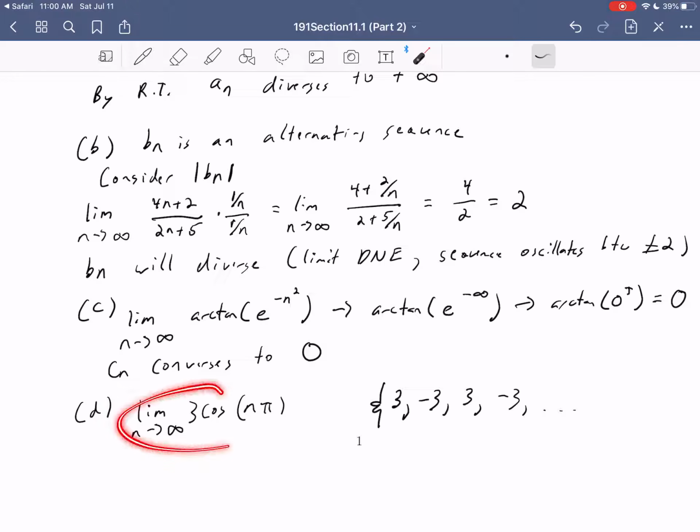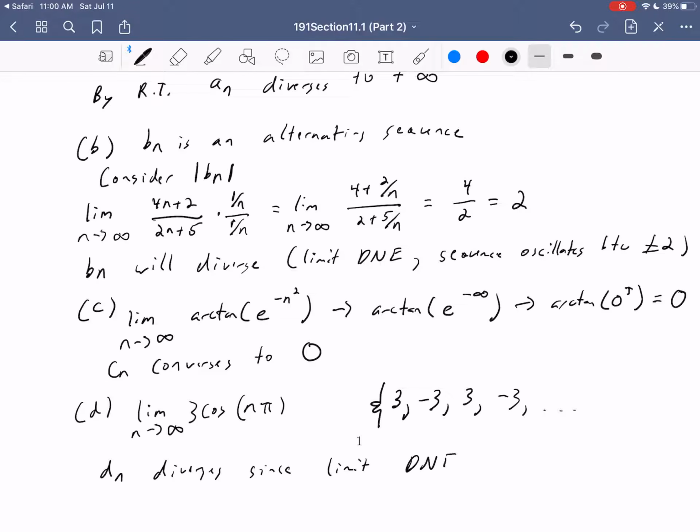This should be pretty clear that this d sub n diverges since the limit does not exist, right? This sequence isn't even changing. It's just going back and forth between 3 and minus 3 each time. So clearly, it's not headed to any one value. So this is an example of something that diverges because the limit does not exist.